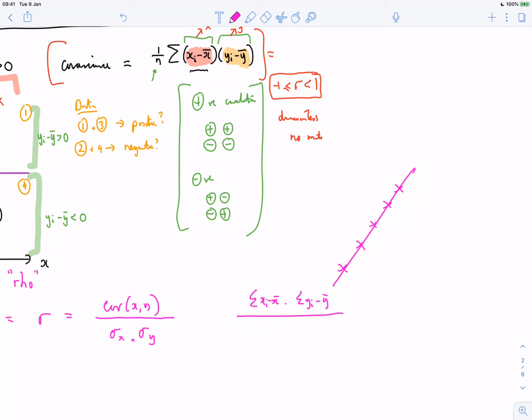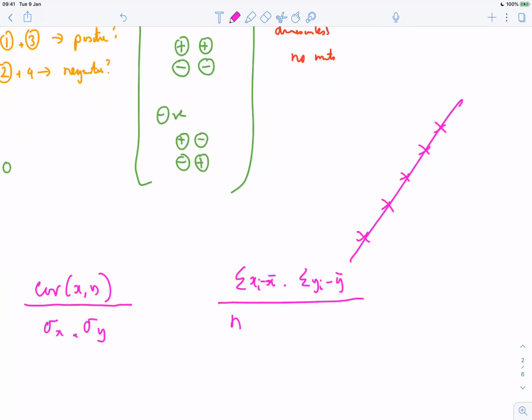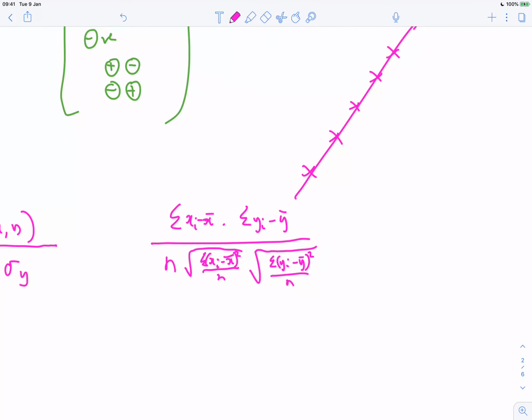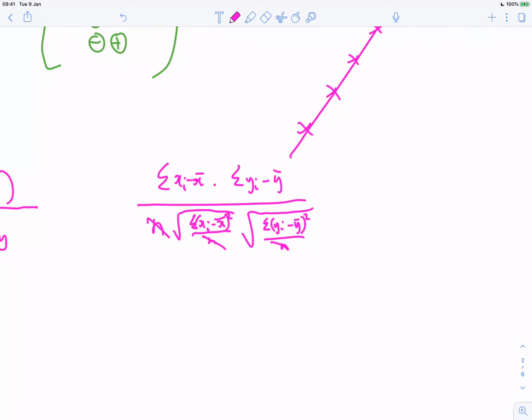This would all be over n. And now the standard deviation of x, if you think about it, is the square root of the sum of xi minus x bar squared over n. And the standard deviation of y would be the sum of yi minus y bar squared over n. Now, carefully, the over n times over n with surds will just become over n squared. The square root of n squared is n. That would cancel with that n.